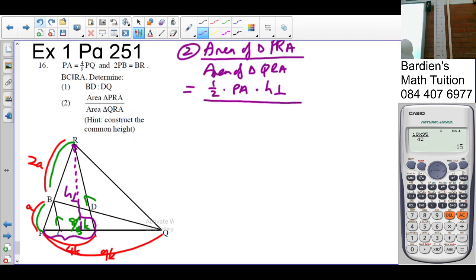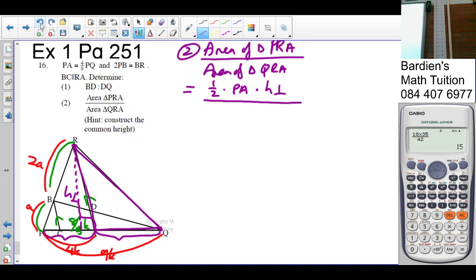And this is all over the area of triangle QRA, which is that triangle there. My base is going to be AQ, and the perpendicular height is going to be H there, which is on the outside. As you can see, it's an obtuse angle, an obtuse triangle.